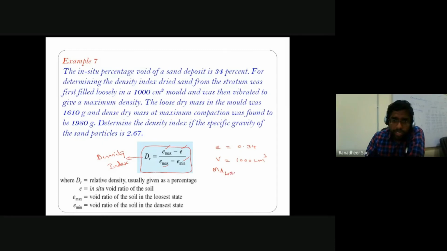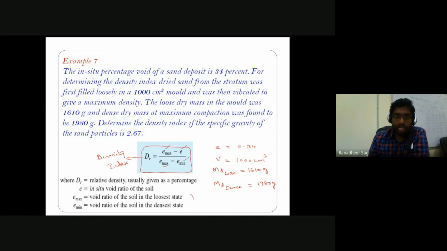in loose state, which is given as 1610 grams. The dry mass of the soil in dense state is given as 1980 grams. So the mass of the dry soil in loose state is known, and the mass of the dry soil in dense state is known. Then I can go ahead and calculate the dry unit weight of the soil in loose state and the dry unit weight of the soil in dense state.